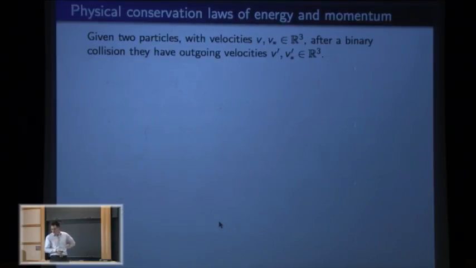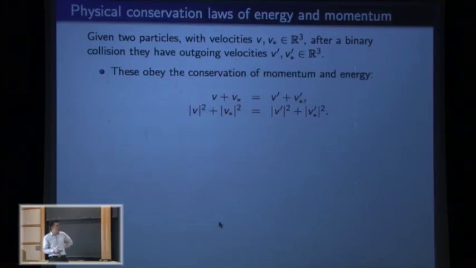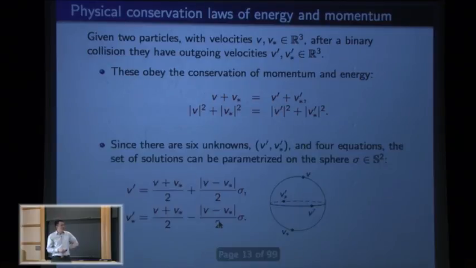So here are the conservation laws. Given two particles with velocities v and v star, after a binary collision they have outgoing velocities v prime and v prime star, and you can assume the modeling assumption that these particles obey conservation of momentum and energy. So you have v plus v star equals v prime plus v prime star, and the sum of the squares is also equal. This gives you 4 equations, but you have 6 unknowns because each of these quantities is in R^3.